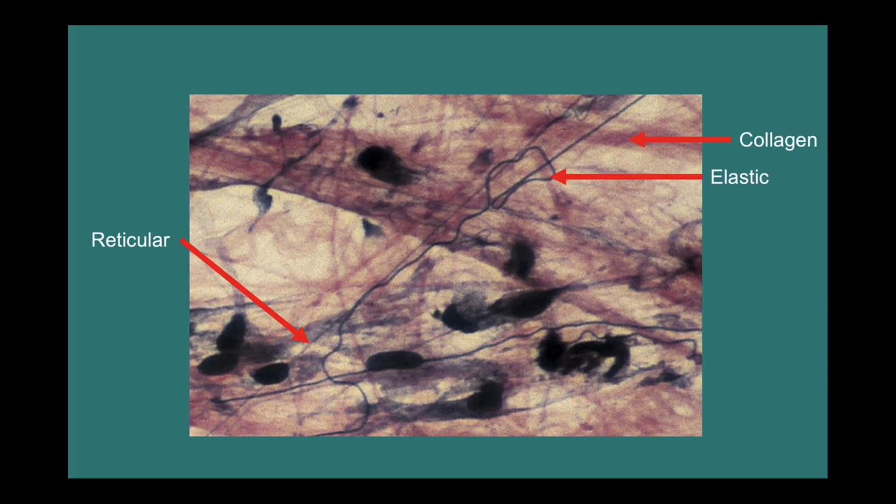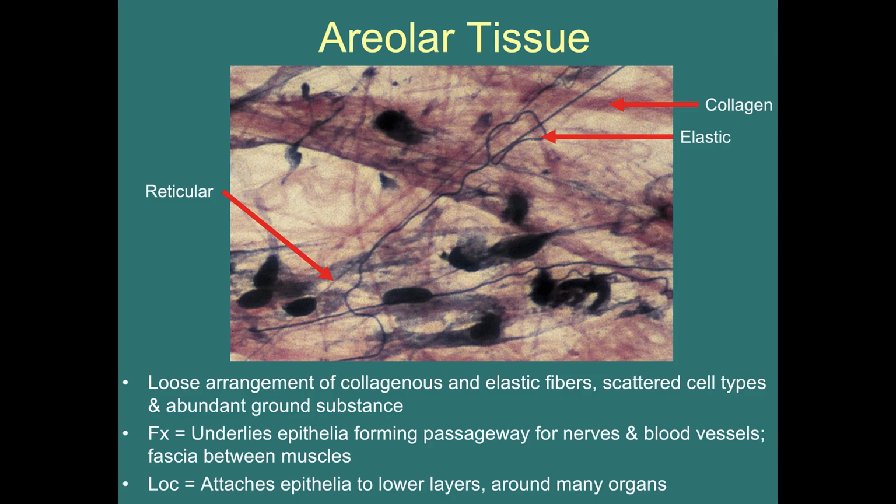All right, our next image, we've got a few different fibers identified here. You can see collagen, elastic, and reticular. We can see some dark staining cells in this image as well. And so again, a very loose arrangement of these fibers and cell types, and so lots of ground substance or lots of matrix here. So this is our areolar tissue. We find this under our epithelial tissue in the dermis. It forms passageways for nerves and blood vessels. And when we look at this image, this is going to allow these blood vessels and nerves to move through that matrix and through these fibers.